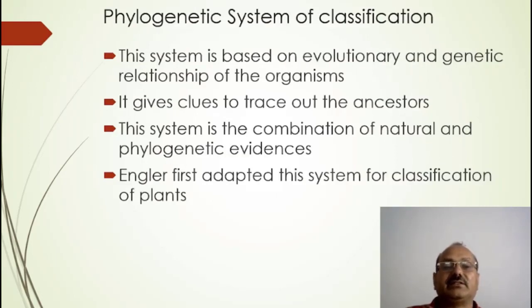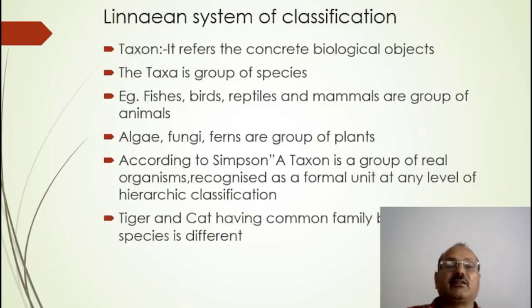The next system of classification is called the phylogenetic system of classification. This system is based on evolutionary and genetic relationship of the organisms. It gives clues to trace out the ancestors. This system is a combination of natural and phylogenetic evidences. Engler first adopted this system of classification for plants. Then the scientist Linnaeus developed a new system called the Linnaean system of classification.